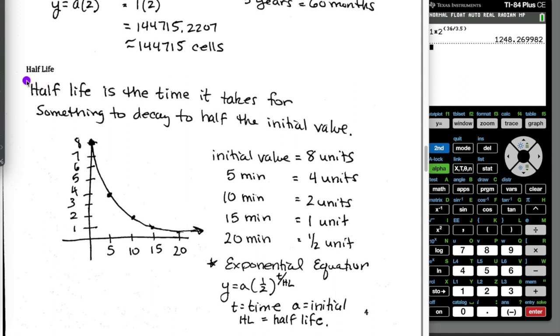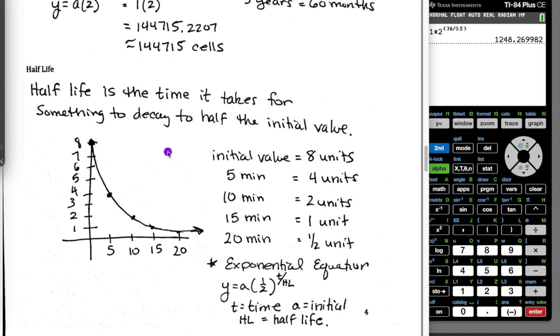Now let's talk about half-life. Half-life is the time it takes for something to decay to half the initial value. So before, when we talked about double time, things would double, which means we would have exponential growth, which means when we looked at the graph, it would be increasing left to right. So now we're looking at things getting cut in half, so we're talking about decay, which means when we look at the graph, it's going to go down left to right.